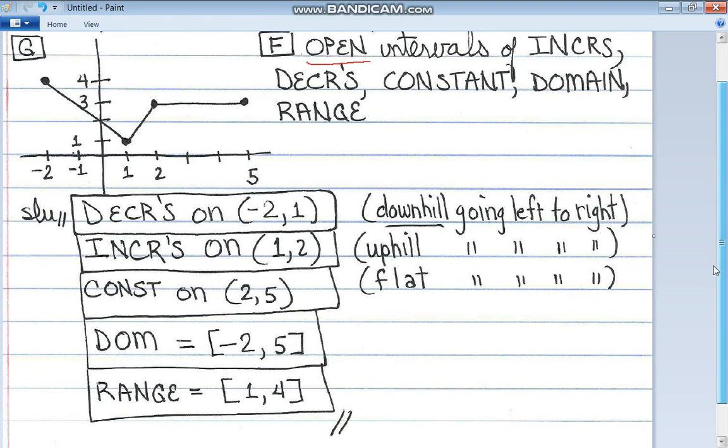Now, as far as the domain and the range, the domain are all possible x values. They start at -2, they end at 5, and they include -2 with a solid dot. They include 5 with a solid dot, so they're boxy brackets on both ends from -2 to 5.